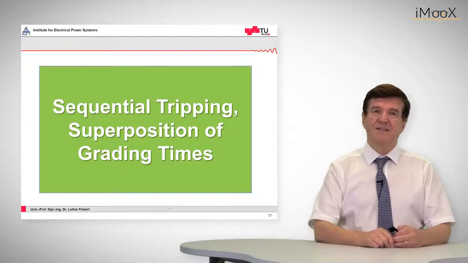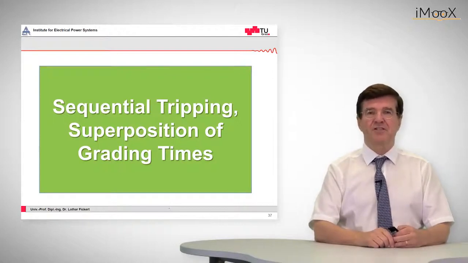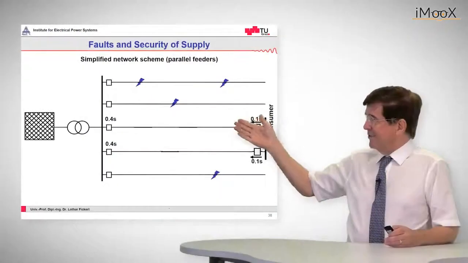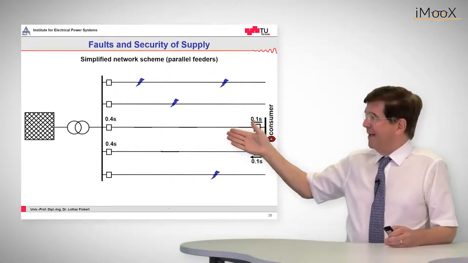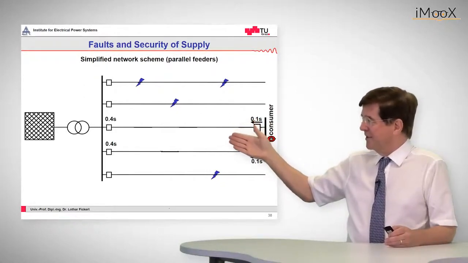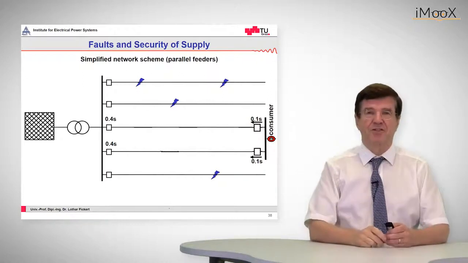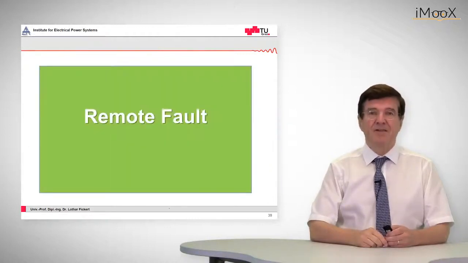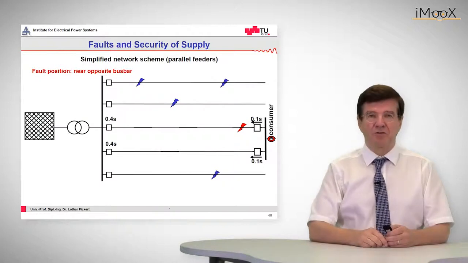The last section of today's lecture is about sequential tripping and the superposition of grading times. This may happen if we have parallel feeders. As we can see here, the network is made up of two feeding lines for our sensitive consumer. That means, as was shown in a previous lecture, if one feeder fails, then the other one will sustain the electricity supply. Now let's see what happens in case of a remote fault.